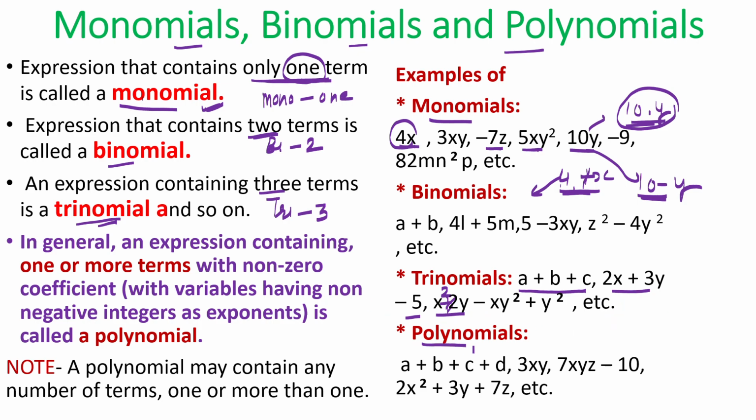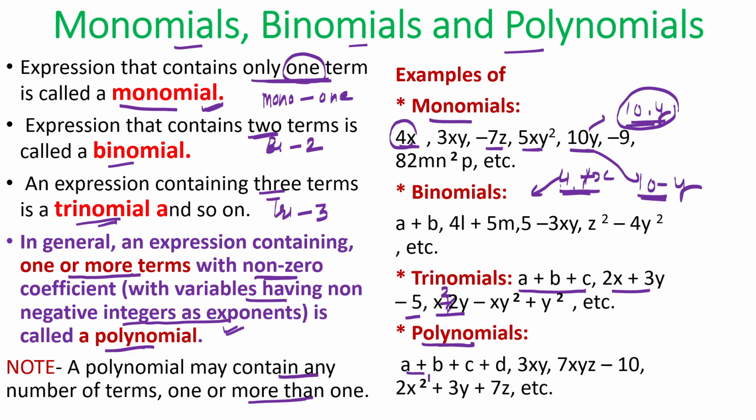Now, what are polynomials? In general, an expression containing one or more terms with non-zero coefficients, this is very important, with variables having non-negative integers as exponents is called a polynomial. The powers should be non-negative, not negative. Clear? A polynomial can contain any number of terms, one or more than one.